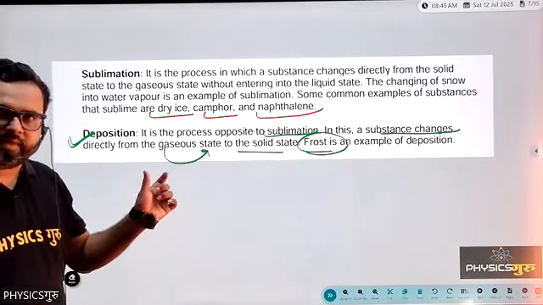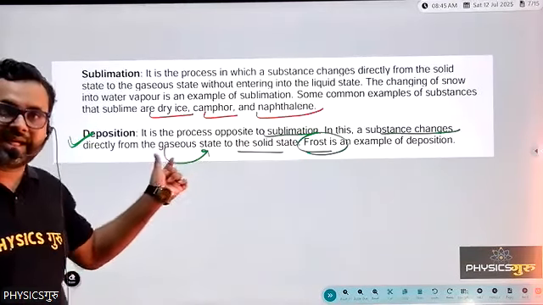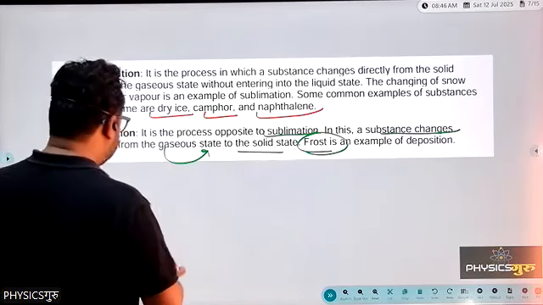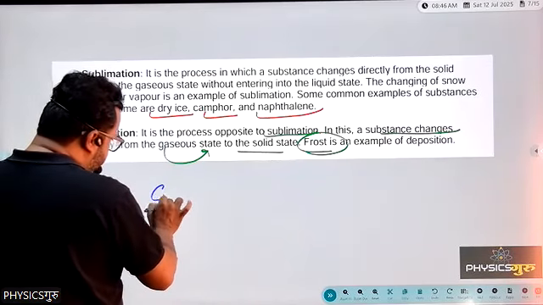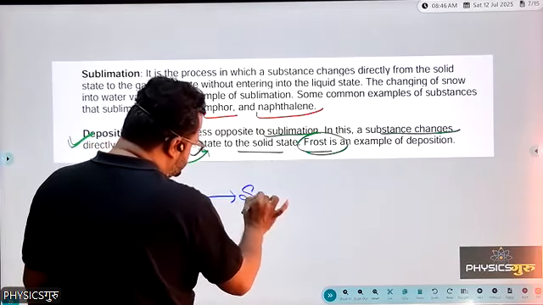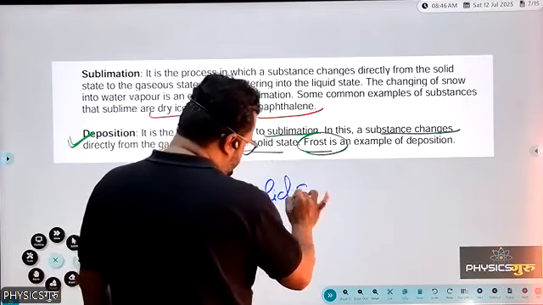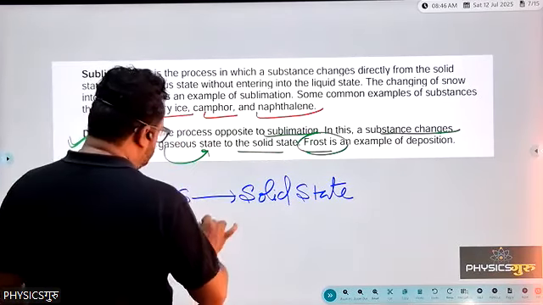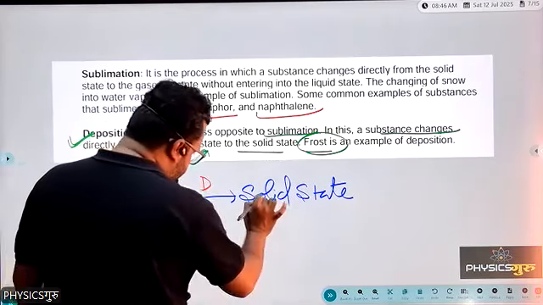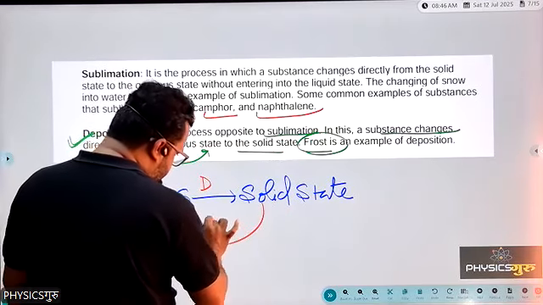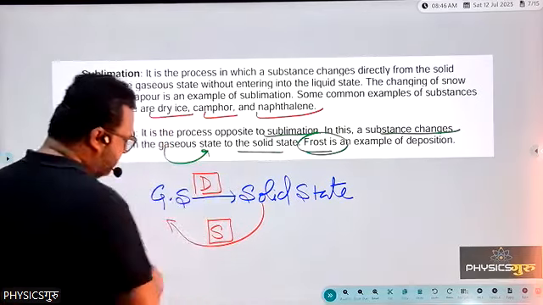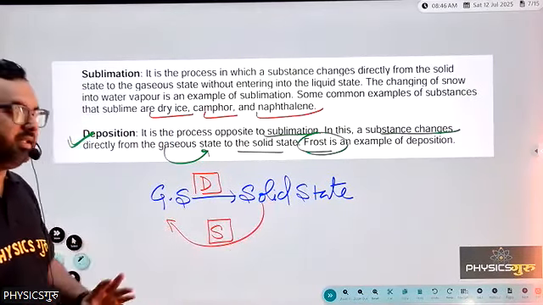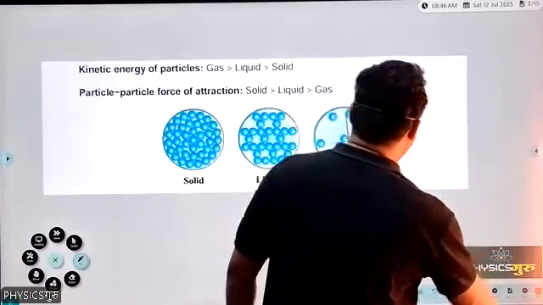I repeat, deposition is a process in which a substance changes directly from gaseous state to solid state. And sublimation means solid to gaseous state. Gaseous state to solid state is deposition; vice versa, solid to gas is sublimation.